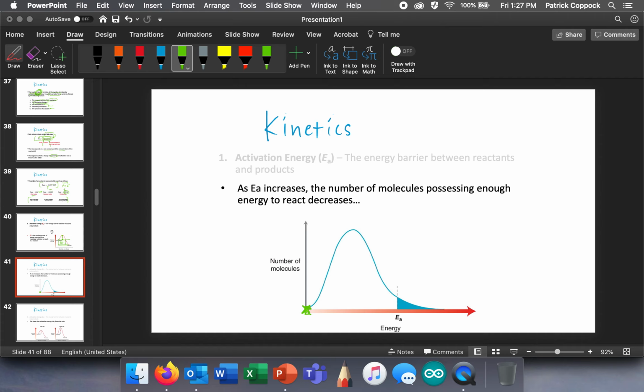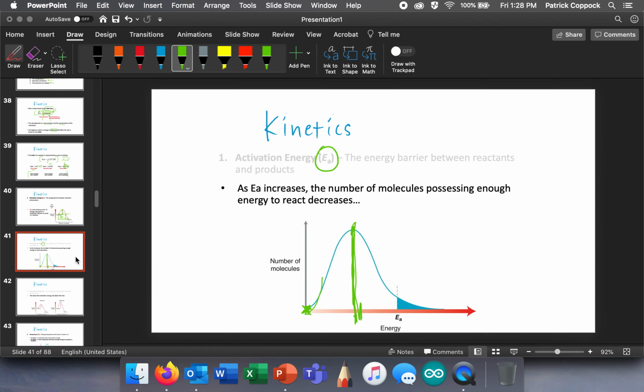So a Boltzmann distribution says the number of molecules increases. We've got a lot of molecules that have this much energy. That's the maximum number, right? The greatest number of molecules in this sample have this much energy. But as it gets higher, fewer and fewer molecules have enough energy. So activation energy is the minimum amount of energy that a particle has to have in order to get over the hump, right? And as that activation energy gets higher, it's a fewer number of particles that actually have that amount.